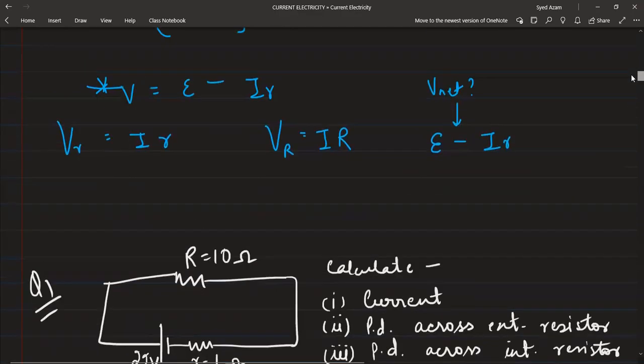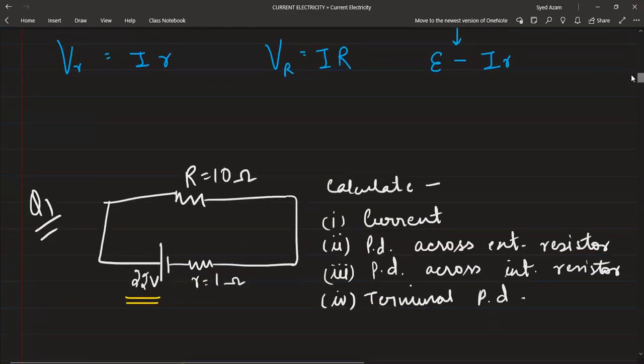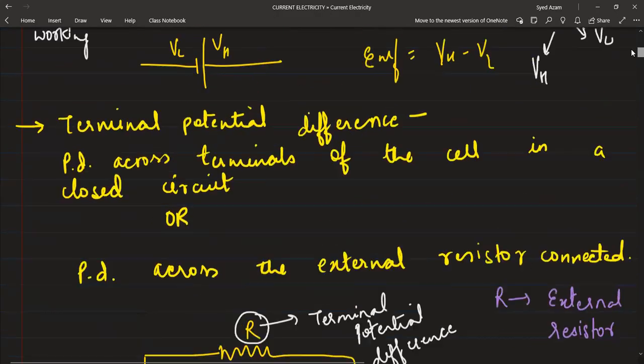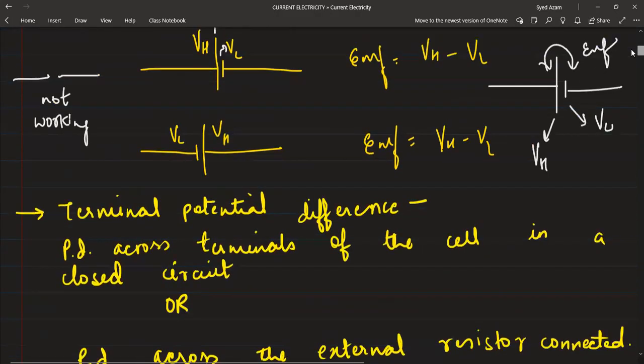Are these formulas clear to you? See, this is the question. You write down this question and try this question. First, write down all these things. Then I'll discuss it. I'll show you the solution also. We'll discuss it also. Please start writing from EMF.